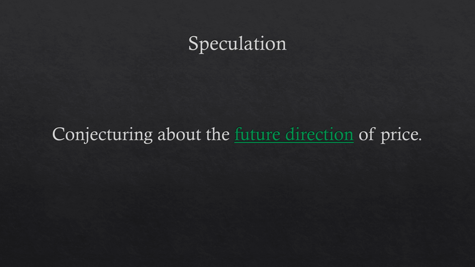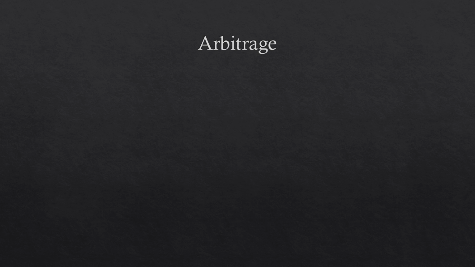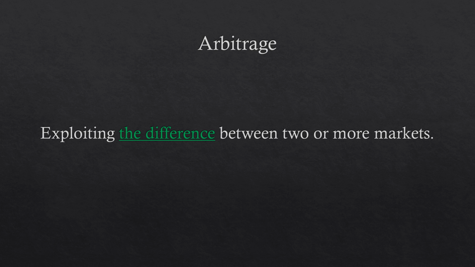The second type of institutional trading is called arbitrage. Arbitrage simply means exploiting the difference between two or more markets. Observe that it is vastly different than speculation, where the trader will conjecture about the future direction of the market. In arbitrage, the direction of the market is not relevant. The trader is primarily concerned with the discrepancies between two or more markets.